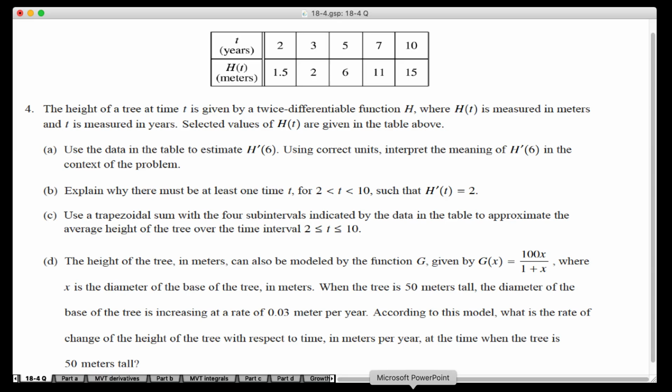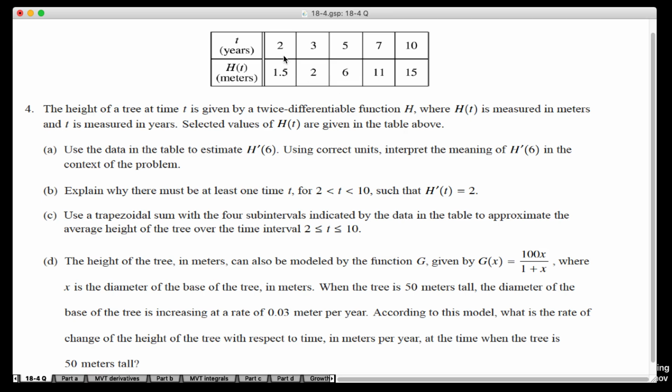AB 2018 AP exam question number 4. The height of a tree at time t is given by a twice differentiable function h. That's important. They're giving that to us for a reason. h of t is measured in meters, and t is measured in years. The selected values of h of t are given in the table above.